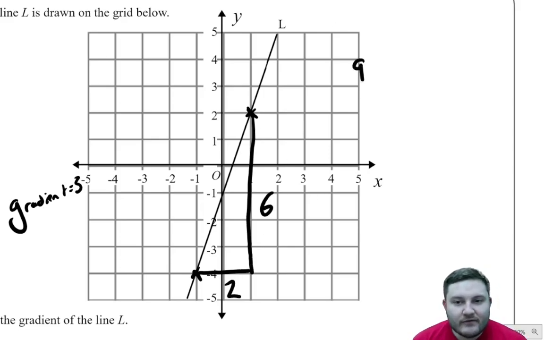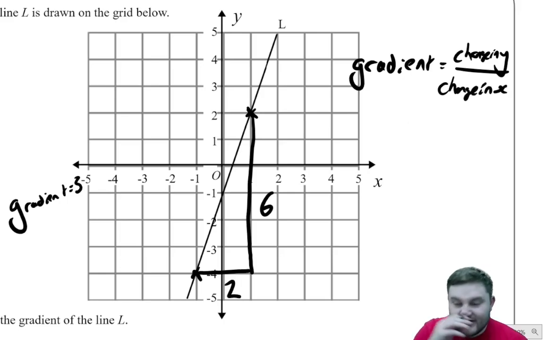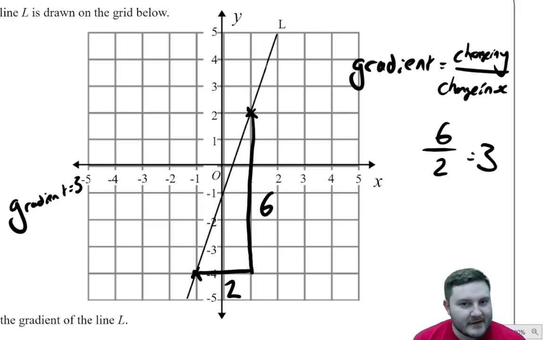Now the definition of the gradient, this is a key fact, the gradient is equal to the change in the y, divided by the change in the x. So in this case, what I mean by change in y is how much does it go up by, right? Well, it goes up by 6. In 2 spaces across, the change in the x, 6 divided by 2 is 3, so the gradient must be 3. So either way, you get to the same answer.